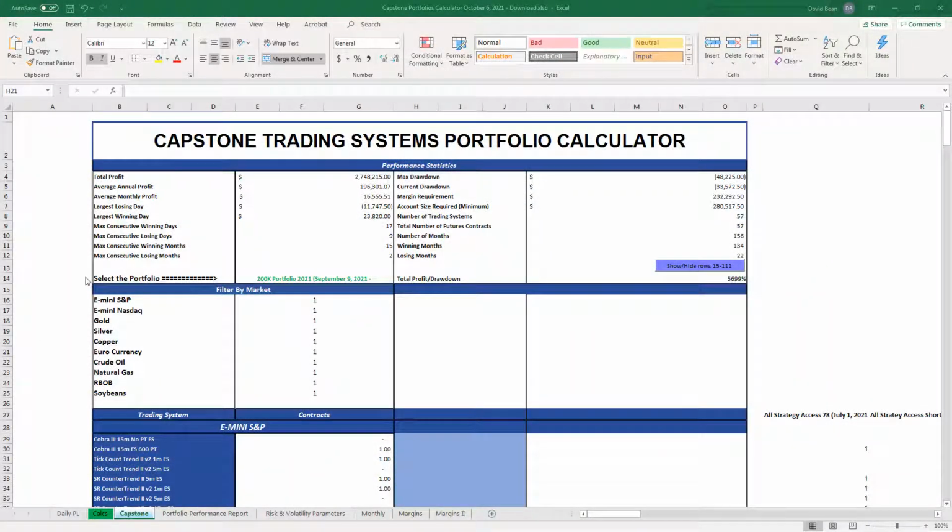Brand new feature in the portfolio calculator that we have for making calculations and doing portfolio analysis of algorithmic trading systems. I've added this section, filter by market. And what I've been doing is deleting sections. If I wanted to look at the portfolio without gold, I would delete the gold section. Or if I didn't want crude oil, I would scroll down and delete the crude oil section. I want to show you that.